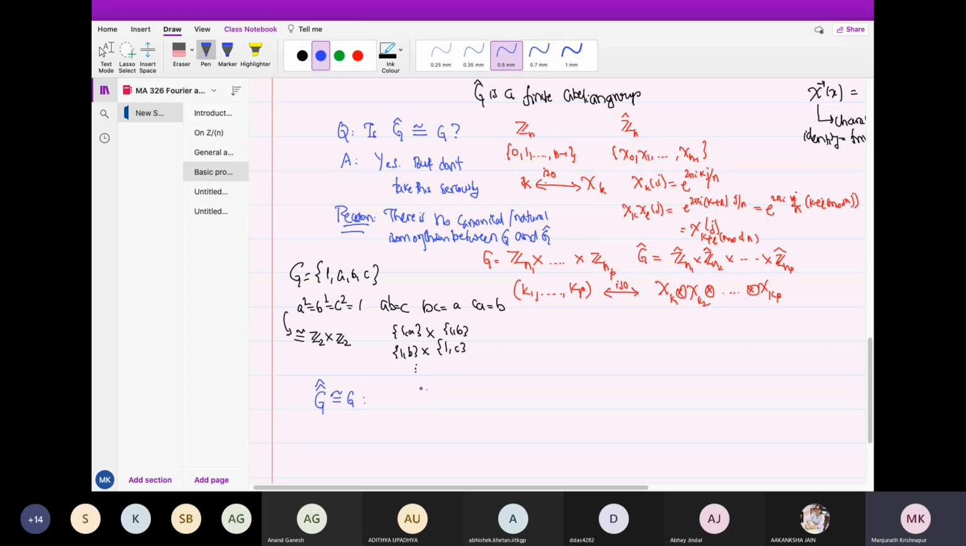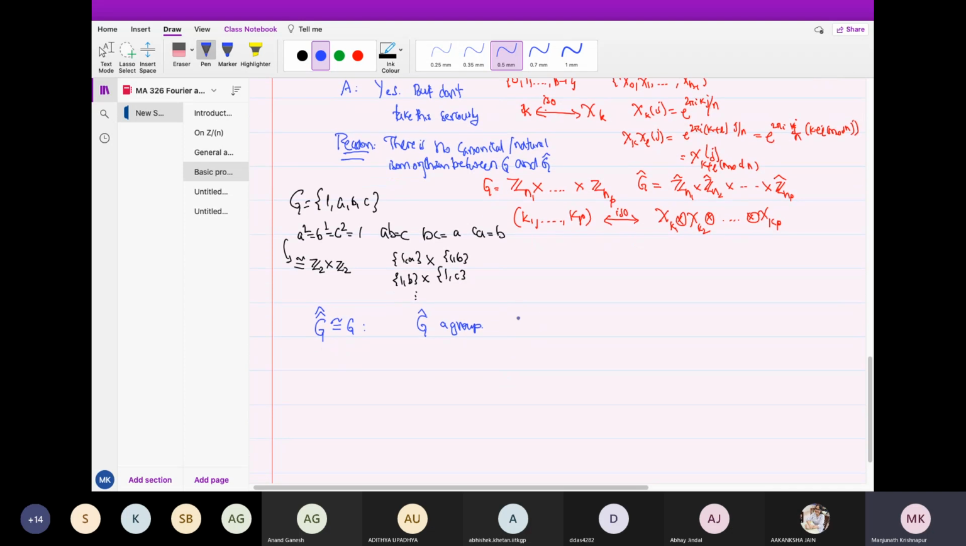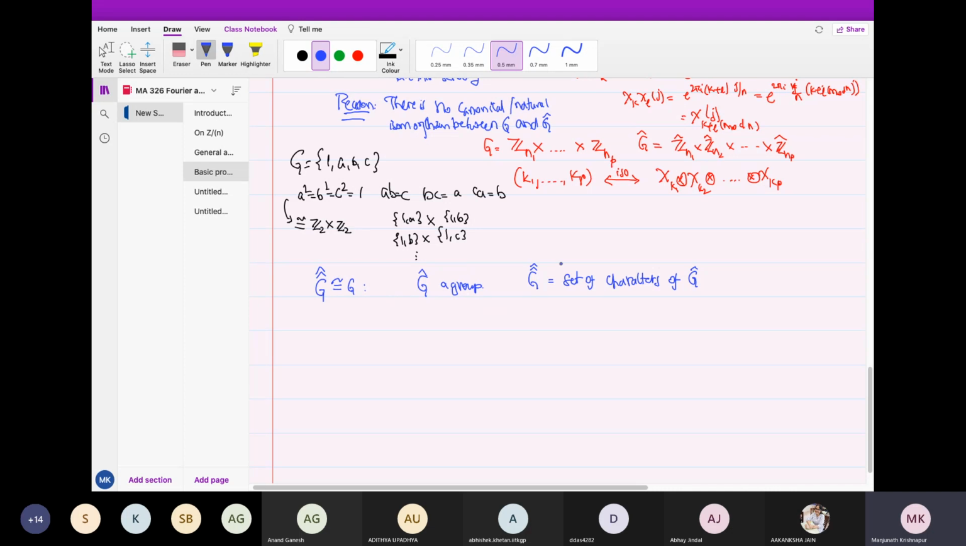Okay, so now that we have G hat is a group, we can talk about G double hat. G double hat is the set of characters on G hat, and we know that there will be n of them. We already know that G is a finite abelian group, so G hat also will be like that. But here is the thing. I want to say G double hat is the same as G.